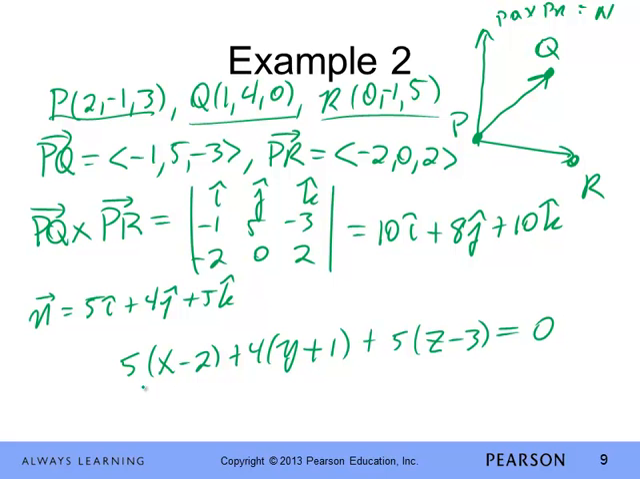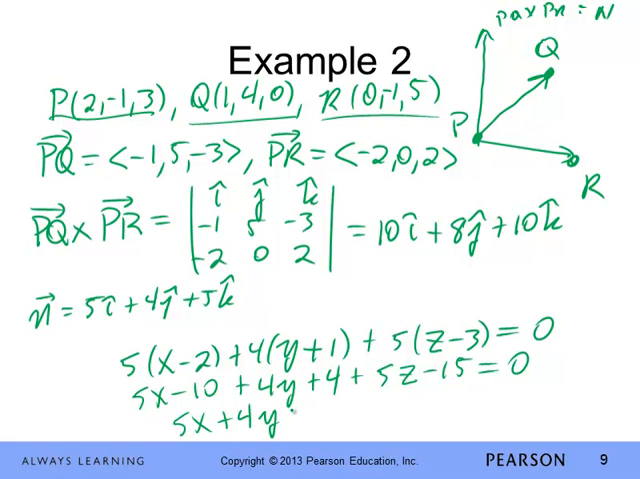Multiply out, use the distributive property: 5x minus 10 plus 4y plus 4 plus 5z minus 15 is equal to 0. So we're going to have 5x plus 4y plus 5z, and then for the constant, we have a minus 10 plus 4, that makes negative 6. Minus 15, so that's minus 21. So add 21 to both sides. And then, boom, you've got the equation of the plane.